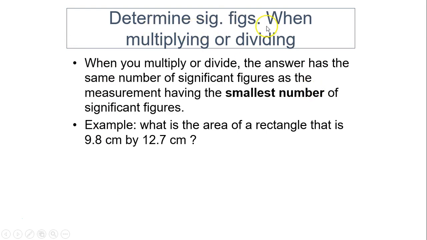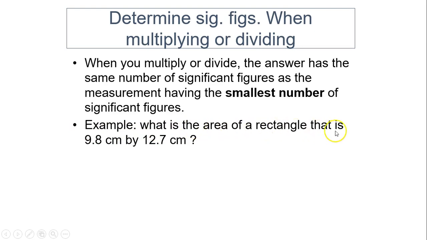We can determine significant figures when we multiply or divide. What's the rule? When you multiply or divide, the answer has the same number of significant figures as the measurement having the smallest number of significant figures. What does that mean? Let's look at an example.